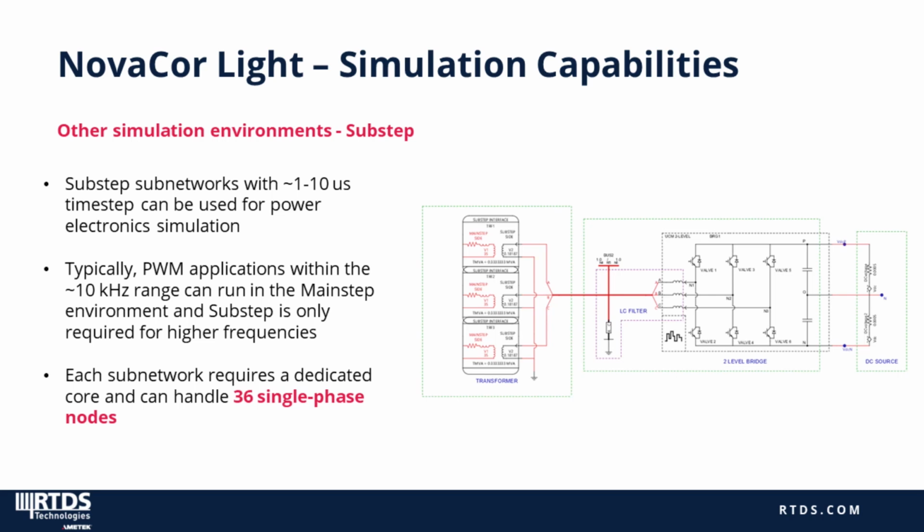However, our substep environment is available for NovaCor Light as well. So with substep, we're dedicating a single core to typically a power electronics subnetwork with a time step of less than 10 microseconds. And when we do this on NovaCor Light, each subnetwork can handle 36 single-phase nodes. So for folks who are interested in switching details for converters above 10 kilohertz up into the 200 kilohertz range, this is a great option. And this can be run standalone on a single core NovaCor Light as well, or you can run a multi-rate simulation if you have more cores available.